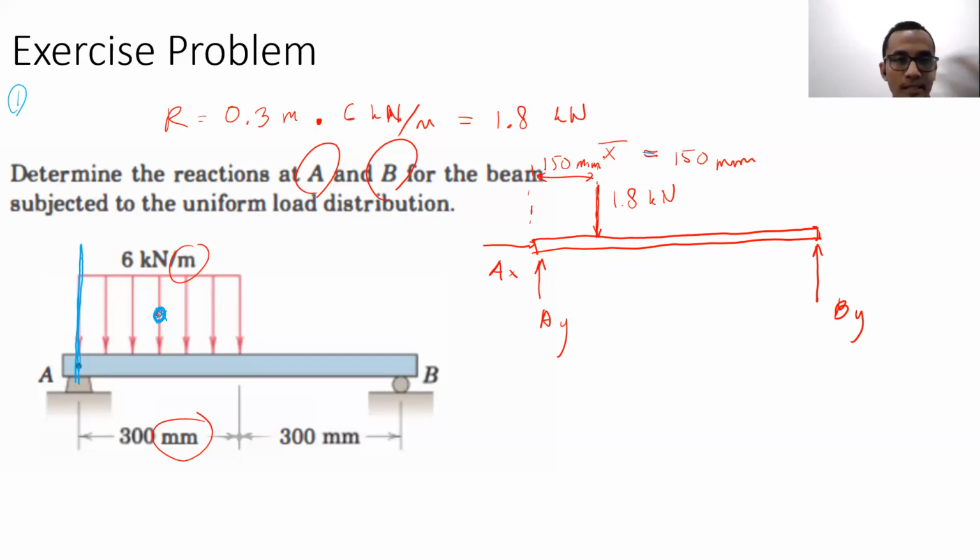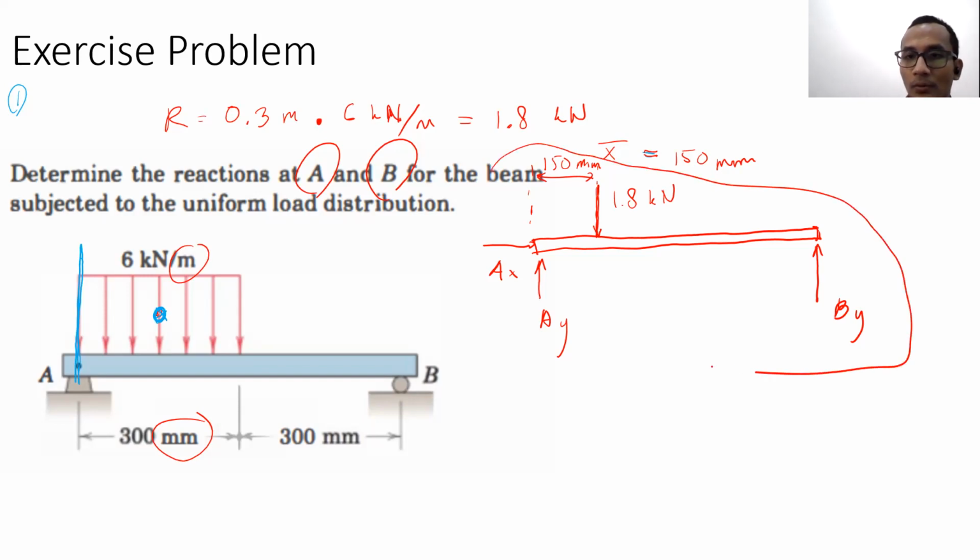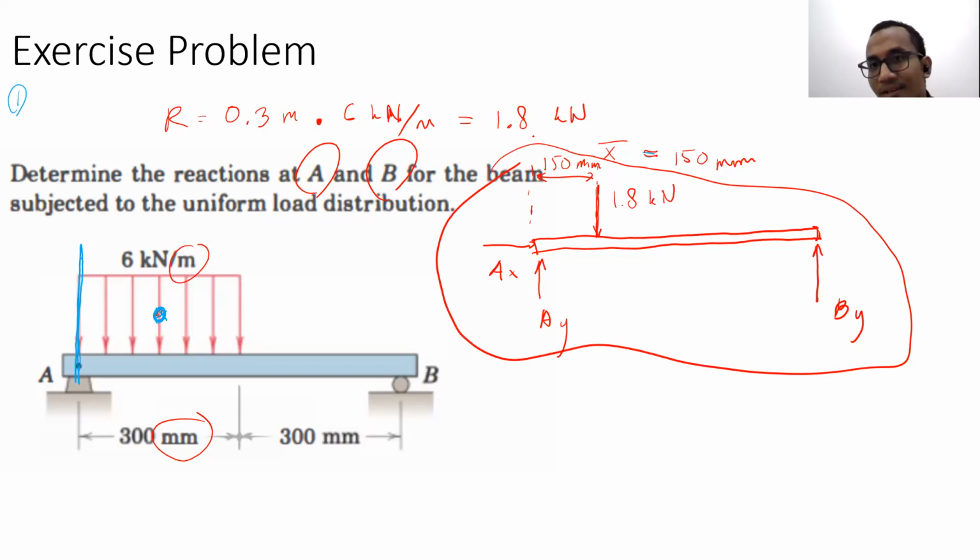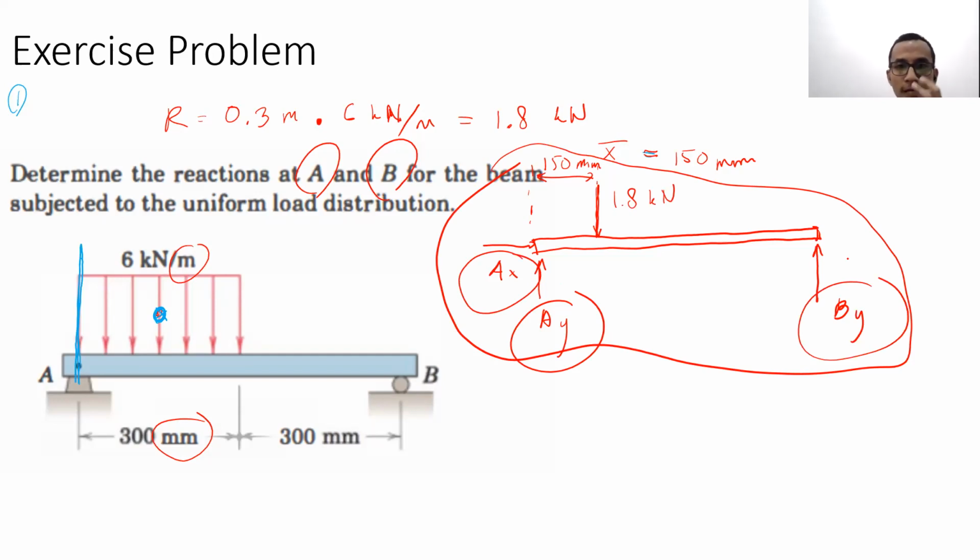As I told you, the importance of finding X bar and R is that by doing so, you can handle the distributed force as a concentrated force at a certain location. In that case, we can calculate all the other external forces. Which one do you want to find first, Rizky?